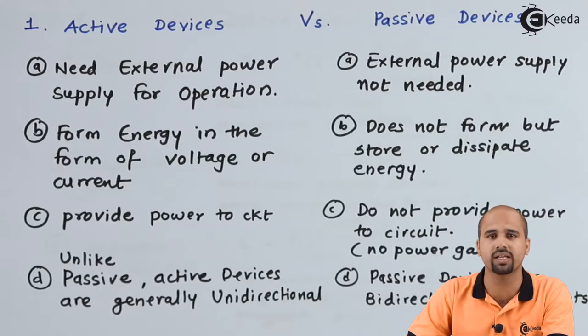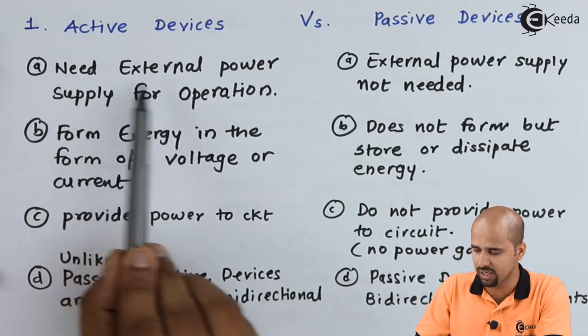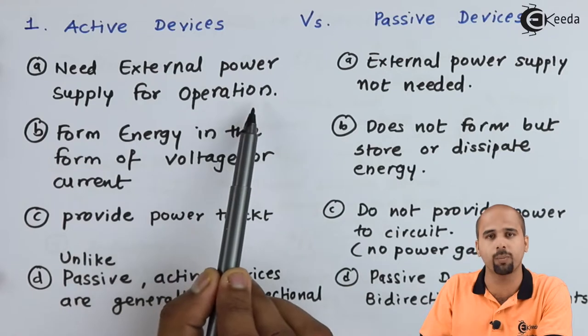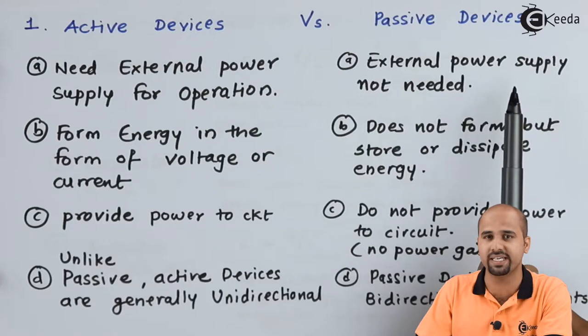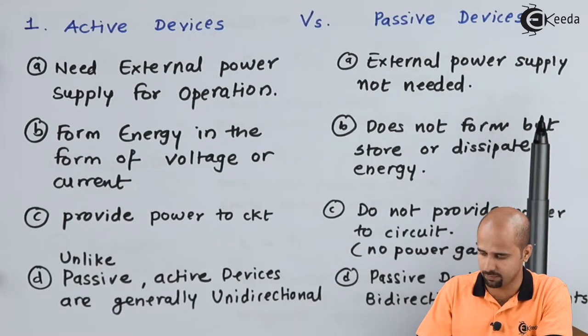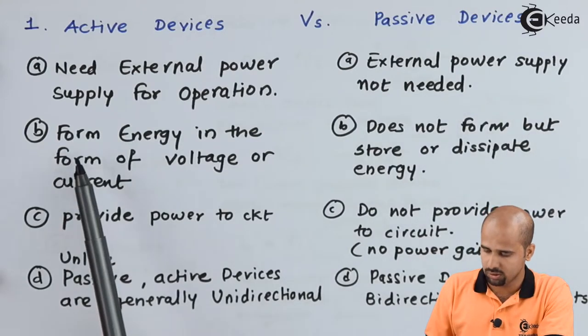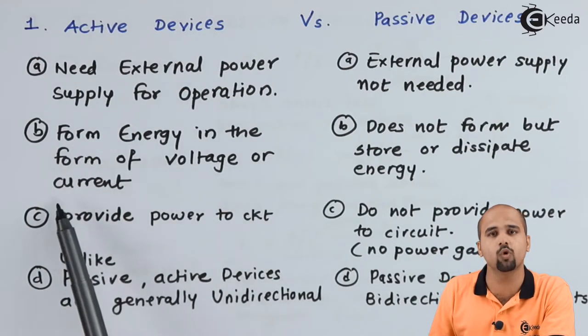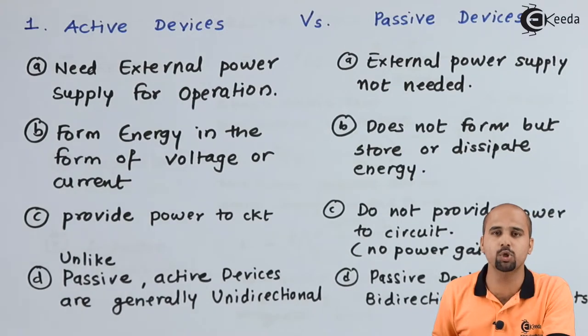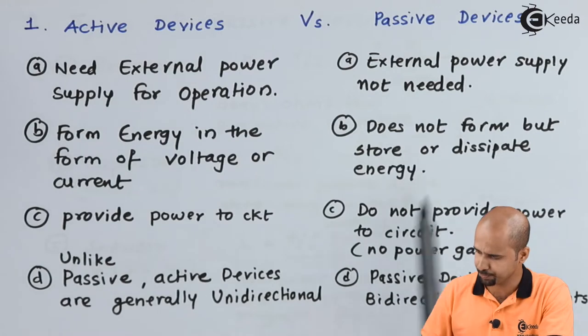Let's see what are the characteristics of active and passive devices. First is, we do need an external power supply for the operation of active devices. Rather, in the passive devices, we do not need any external power supply for its operation. Active devices basically form the energy in the form of voltage or current. So they produce the energy, the flow, the amount of charges, so that current will flow. So either current or voltage, they get formed to form energy.